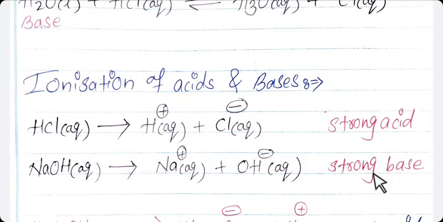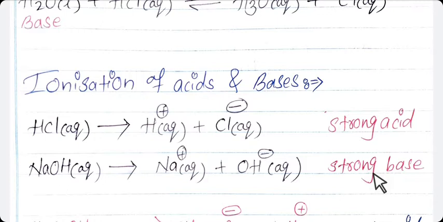Typically, strong acids are HCl, means hydrochloric acid, HNO3, nitric acid, H2SO4, sulfuric acid, etc. Strong bases: NaOH, sodium hydroxide, and KOH, potassium hydroxide, etc. So these are the strong acids and strong bases which are almost completely dissociated in water.